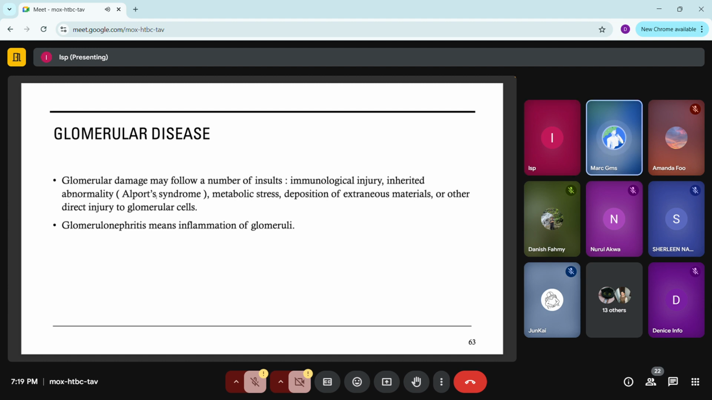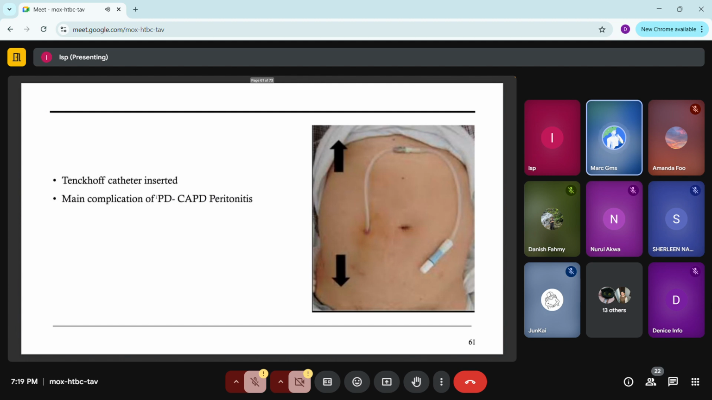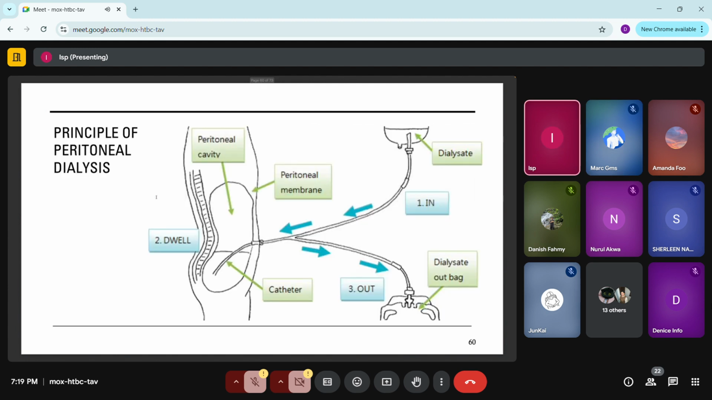Sorry, doctor, can you explain back the principle on the diffusing part? Okay. So basically, it's like this. In hemodialysis, it's very simple. You filter through the filter. But in peritoneal dialysis, the filter is your naturally occurring peritoneal membrane.